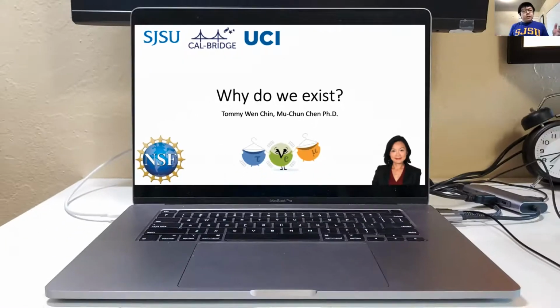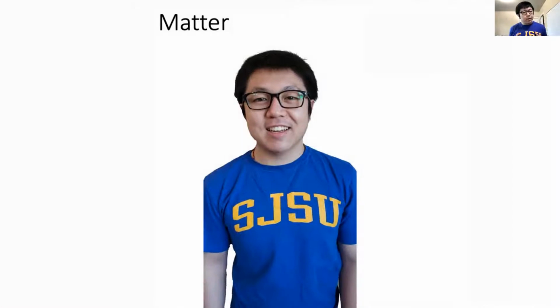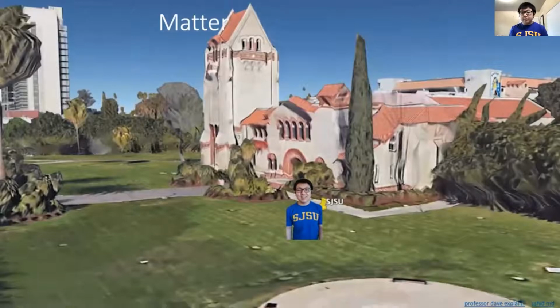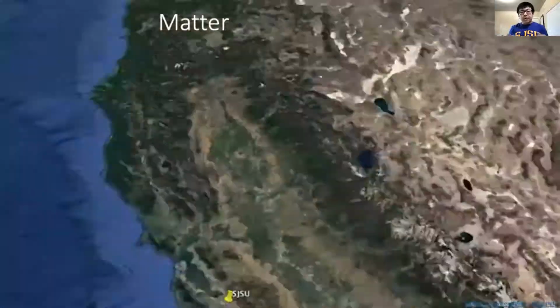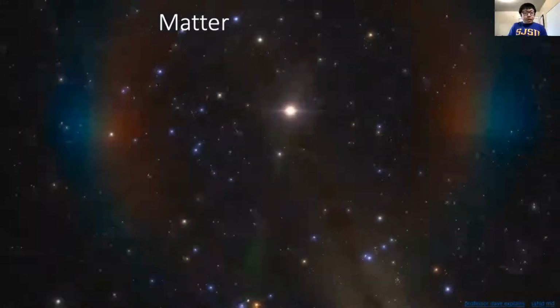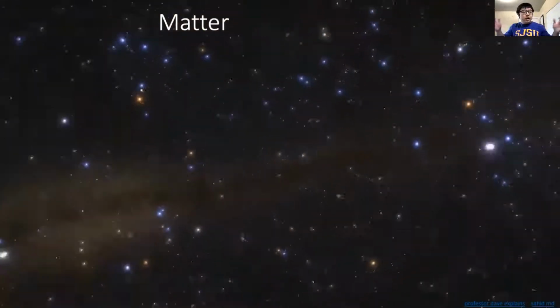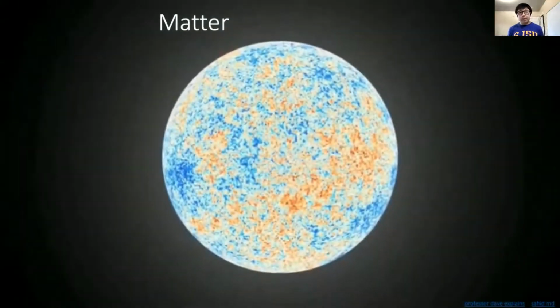If you take a look at the objects around you, chances are they're made of matter. I'm made of matter, and you are too. San Jose State is made of matter. San Jose is made of matter. The Earth is made of matter. Our sun is made of matter. So are all the other stars. Our Milky Way galaxy is made of matter. So are the other galaxies. That is to say that our entire observable universe is primarily made of matter.